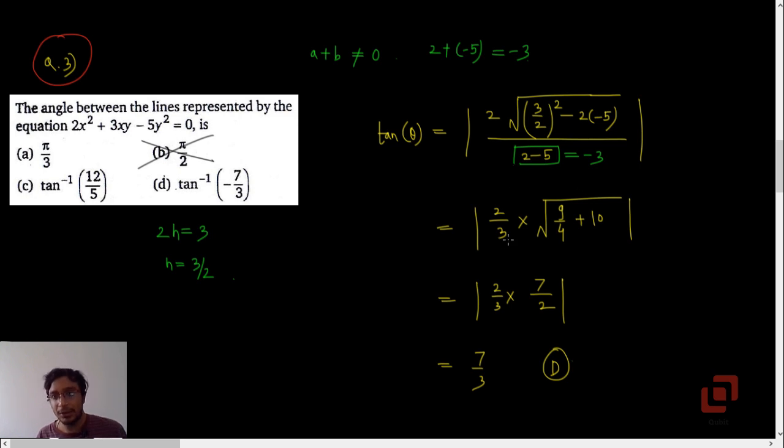Okay. So it will be 2 by 3, because anyways that negative sign is not going to play any role. We are taking the modulus. Okay, into root of 9 by 4 plus 10, minus 2 into minus 5 will be plus 10. Yes. And then you have to take the LCM. So that will be 49 upon 4. After taking the root you will get 7 by 2. Now 2 gets cancelled and you will get 7 by 3 as tan theta.